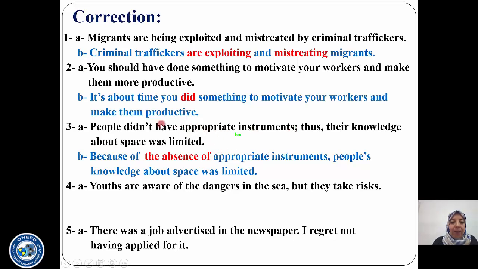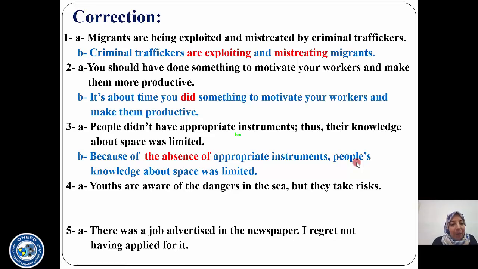Now, the problem is that my verb is negative. So how can I use a negation with a noun phrase? The solution is to say because of the absence of appropriate instruments. The word absence replaces the negation that was used in sentence A. Don't forget to remove thus, since it is already replaced by another conjunction expressing cause. So the sentence should be: because of the absence of appropriate instruments, comma, people's knowledge about space was limited.